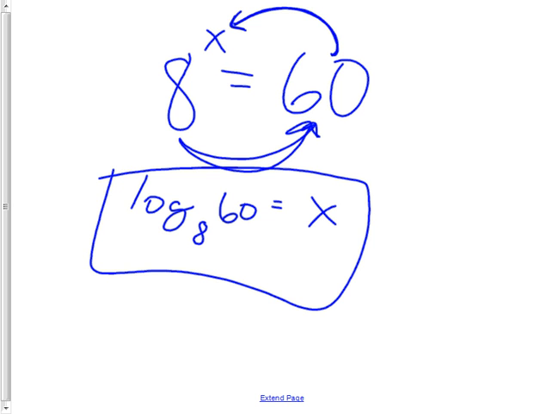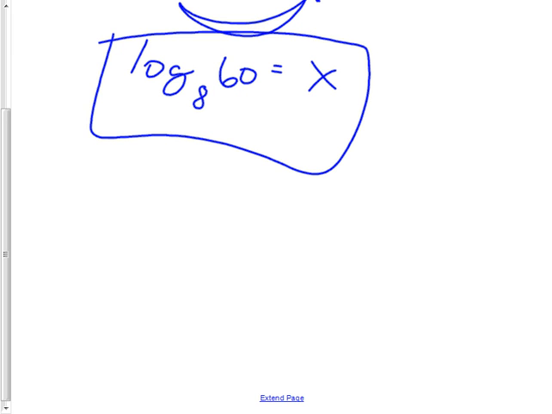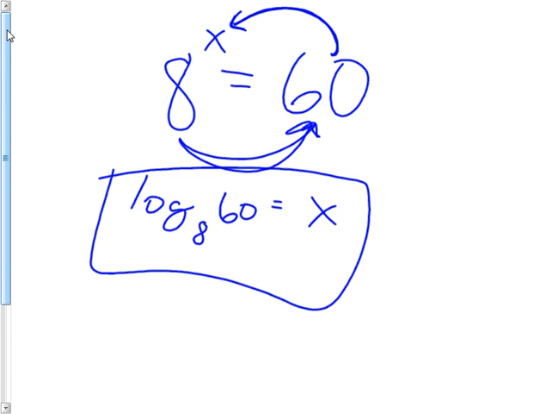Now, it's not quite as simple as you might think, unless you have the new operating system. Some of you have the new operating system on the graphing calculators, in which case, if you find the log button, it'll give you a way to just go right to this and type in log base 8 of 60 equals what? And I'll tell you that it's 1 point something, and it's fairly big. It's like 1.8 or whatever. How many of you got that new operating system where you can just type it in directly? Only a couple of you.